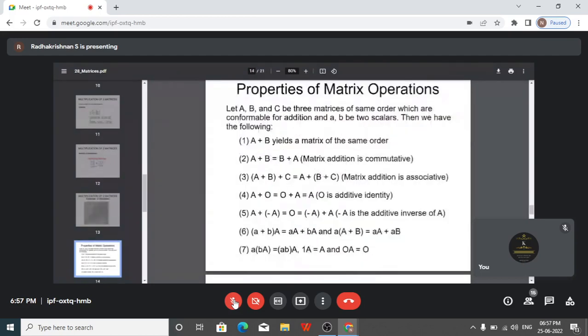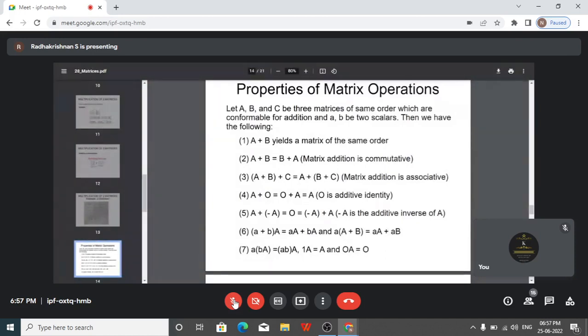Now we go to some properties of matrices. Some of them will be obvious. A plus B is a matrix of the same order. The corresponding elements are added, so the order is not changing. A plus B equals B plus A. In whichever order we add, the result is going to be the same. So matrix addition is commutative.